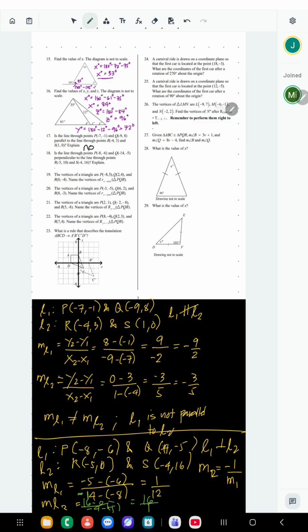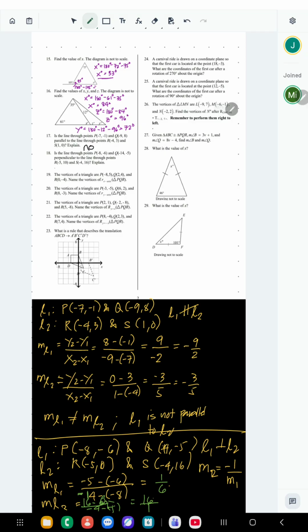Isn't it 6? So this is 1 over 6. Right, it's 1 over 6. Then the other one, we have 16 minus 6. No, 16 minus 0 is 16. Then negative 4 minus negative 5 is negative 4 plus 5.